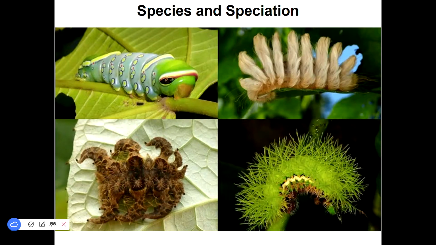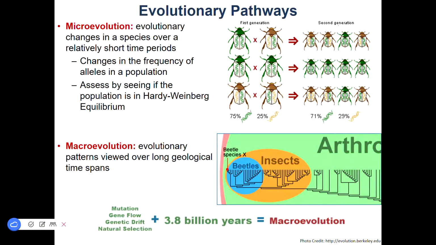Now we all know they're still caterpillars, so today we're going to talk about what makes these caterpillars different species of caterpillars. So there's 2 evolutionary pathways that we need to understand when we're thinking about how different species arise. The first is microevolution, and that's evolutionary changes in a species over a relatively short period of time. So this is what we've already talked about. This is when we use Hardy-Weinberg to see if our allele frequencies are changing in a population from one generation to another. So we can just look at allele frequencies to see if this is happening.